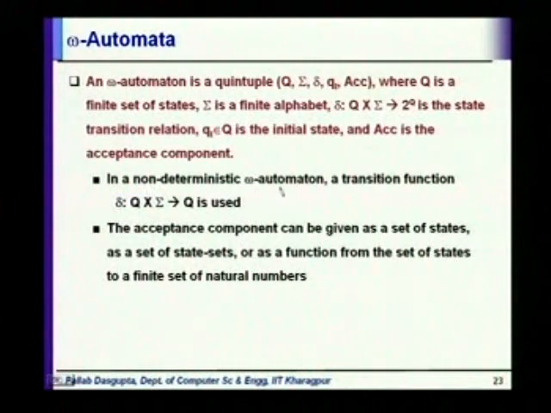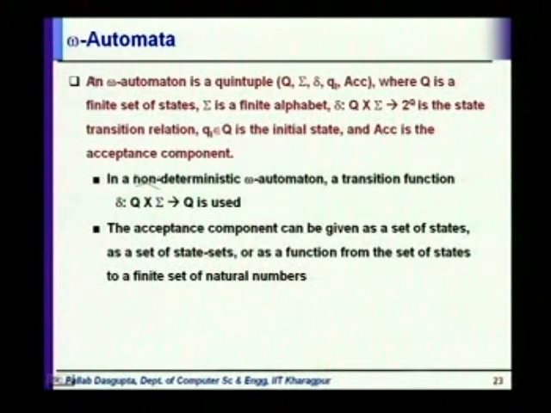In a deterministic omega automaton, a transition function Q cross sigma to Q is used. Please read this as deterministic; it is written the opposite way around. The acceptance component can be given as a set of states, as a set of state sets, or as a function from the set of states to a finite set of natural numbers. We'll see examples of this.